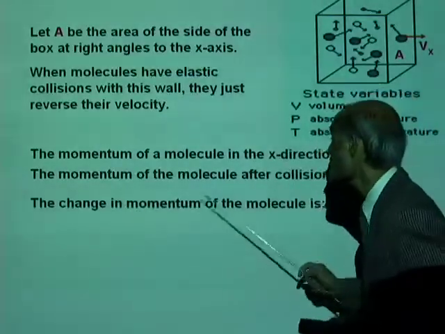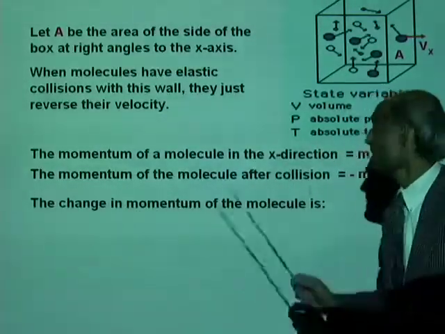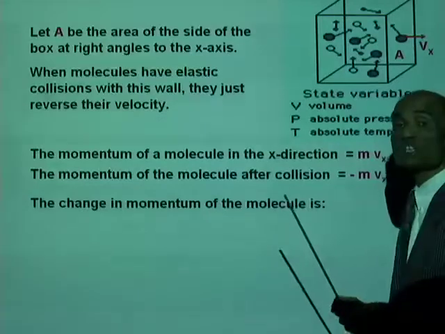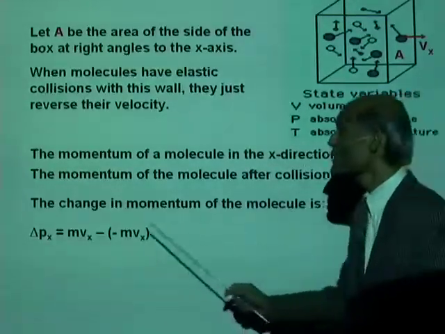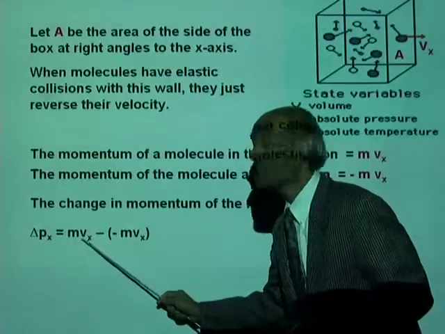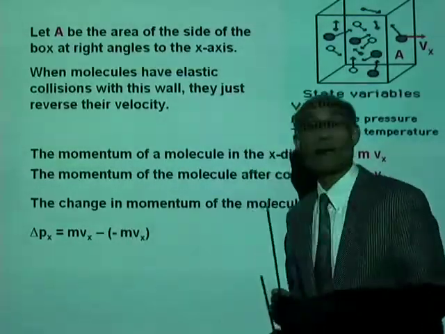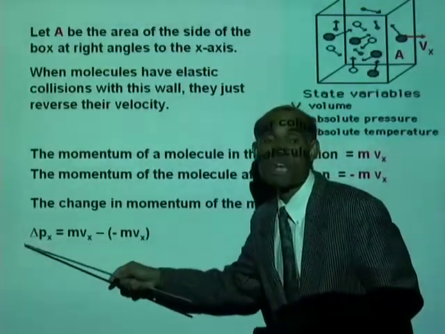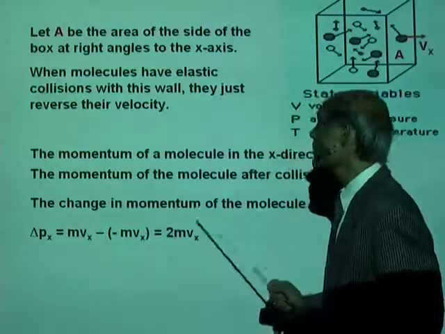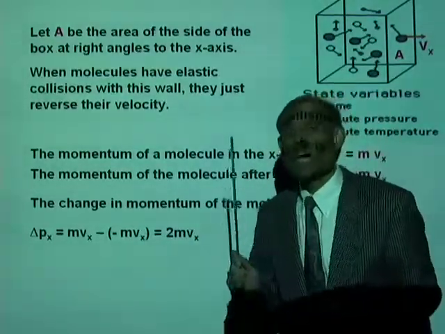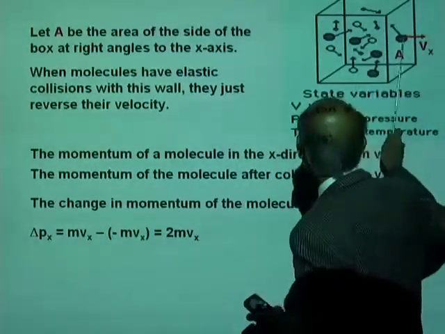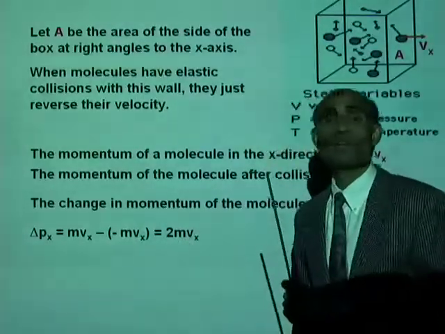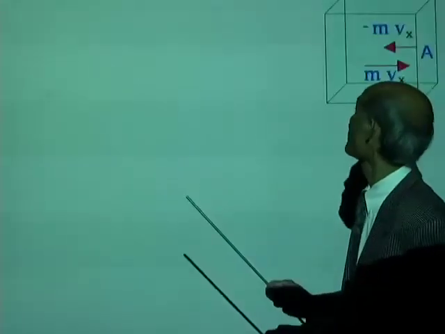Therefore, what is the change in momentum of the molecule? This is the initial momentum mvx. The final momentum is negative mvx. The change in momentum is mvx minus negative mvx. So we have delta px. What does delta px stand for? The change in the momentum, equal to 2 mvx. So every molecule that hits the wall of area A will experience this change in momentum, that is 2 mvx. There you are.